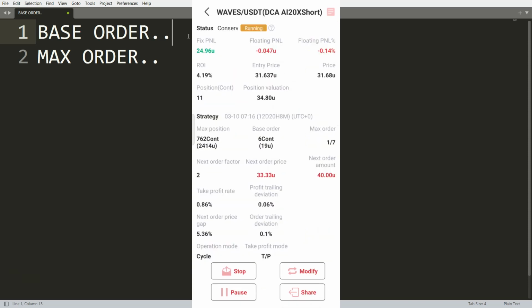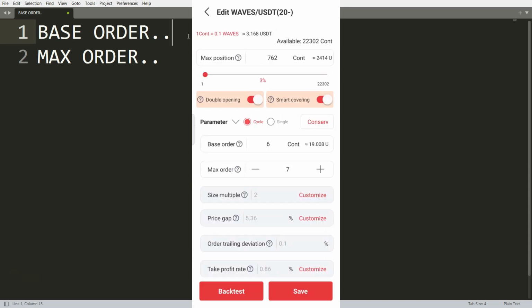and the max order, you can see here, you can set it to 7, no problem. Some people even set it higher. Again, it depends on you. Let's say if you hit the max order already, 7 out of 7, you can modify and add to the max order. It's up to you.